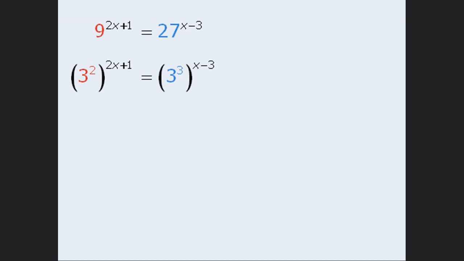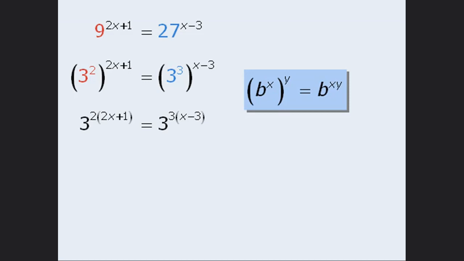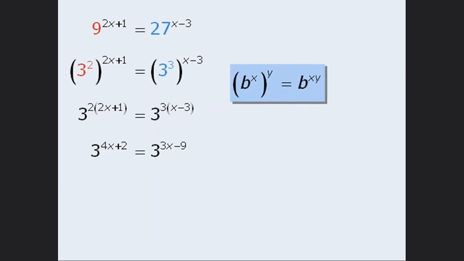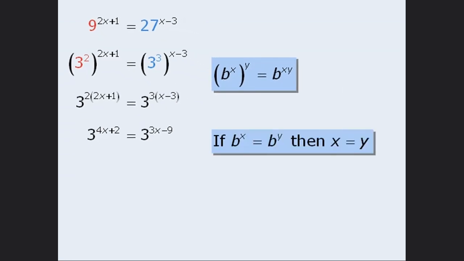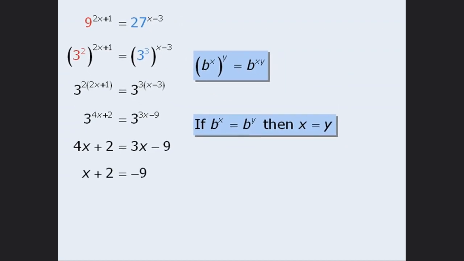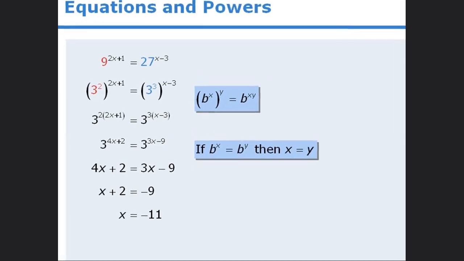On both sides, we have powers of powers, so we can apply the power of a power rule to get the following results. From here, we can expand the exponents on both sides. And since the bases are now equal, we can apply our rule that says the exponents must now be equal. To solve this for x, we'll subtract 3x from both sides, and then subtract 2 from both sides to get the solution x equals negative 11.